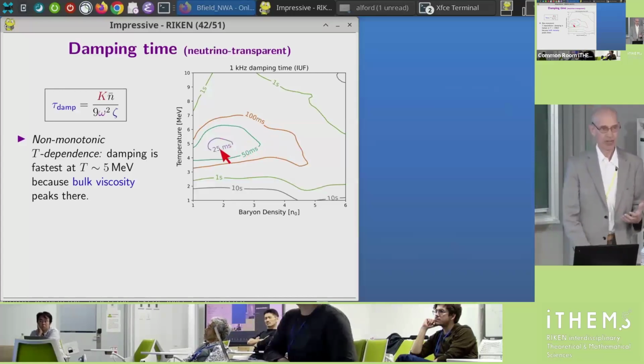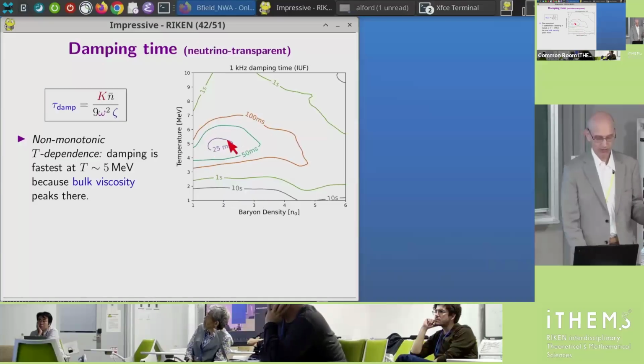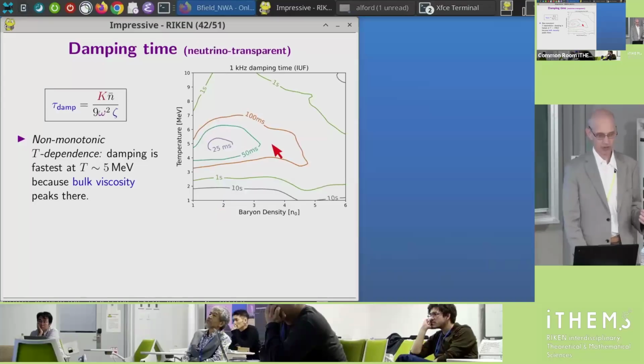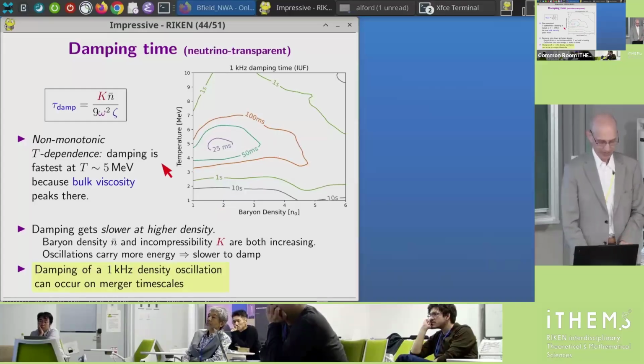All right, if there's nuclear matter in this density range, which there certainly is, a few times saturation density, and this temperature range, single-digit MeV, and we're assuming neutrino transparent, which is not a bad assumption at these temperatures, then those regions will experience significant damping of those density oscillations as a result of the bulk viscosity, which is a result of the relaxation of the proton fraction. So there are some other features here, but basically we're saying damping of a 1 kilohertz density oscillation occurs on the same time scale as the merger.